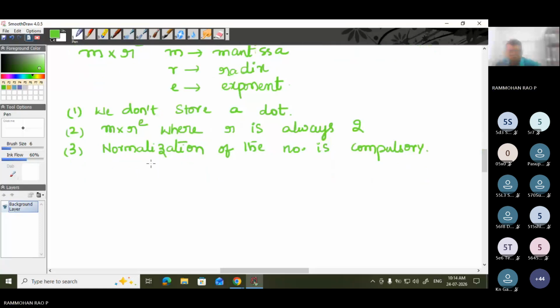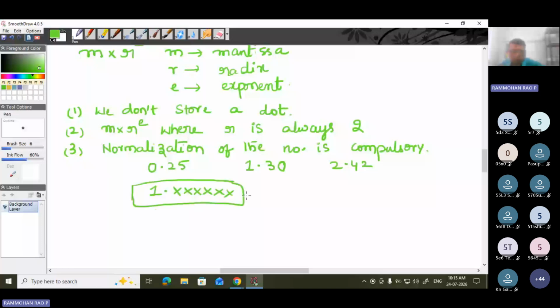Normalization means, for example, 0.25 is there. It is one floating point number. 1.36 or 30 is there. It is a floating point number. 2.42 is there. It is a floating point number. The process of normalization says you have to convert every floating point number into a format which will look like this: 1 point something. Right? This format is called normalization.